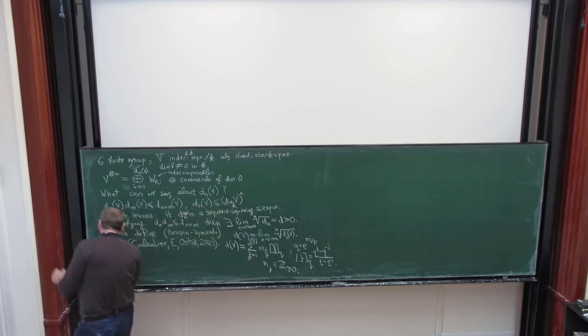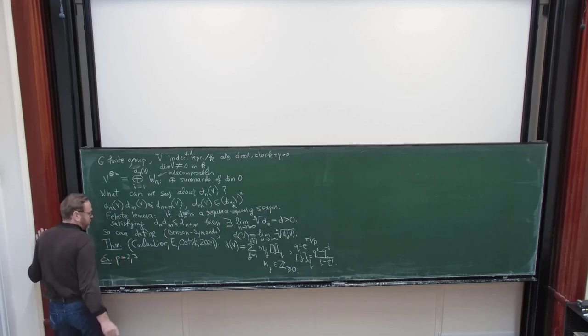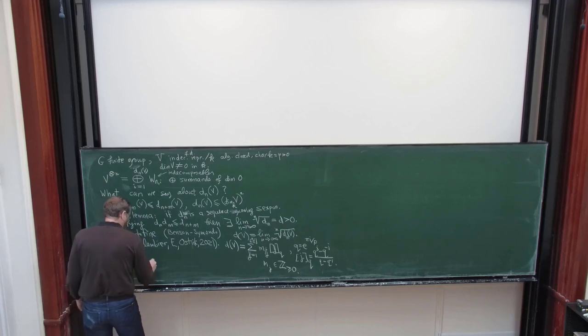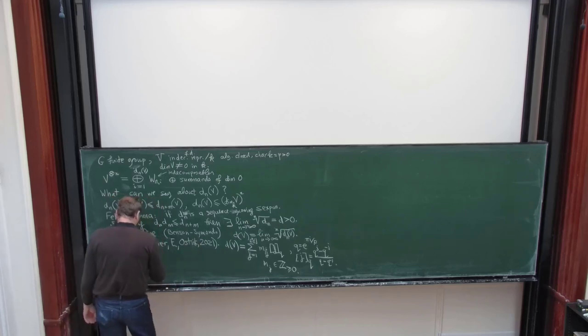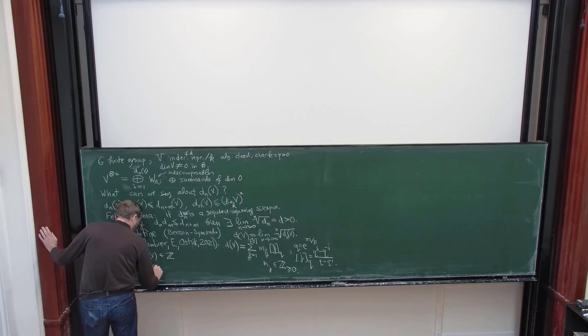For example, for p equal 2 and 3, this will imply that d of V is in Z. And for p equal 5, this will say that d of V is in Z plus Z times the golden ratio.